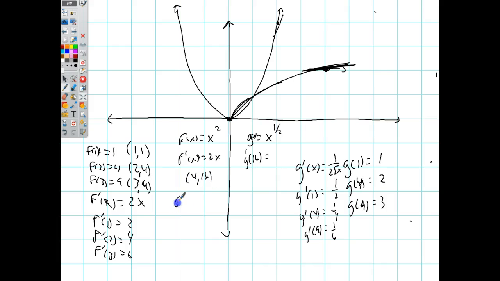So I'm going to take the derivative at not 16, but at 4. What's the derivative at 4? 8. So what's my derivative in inverse land at 16? 1 over 8. That's the problem right there. All the pieces right there.